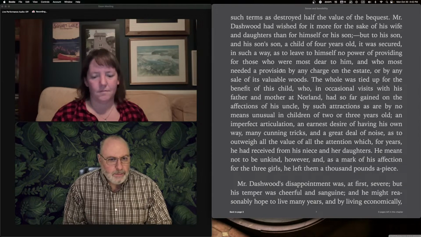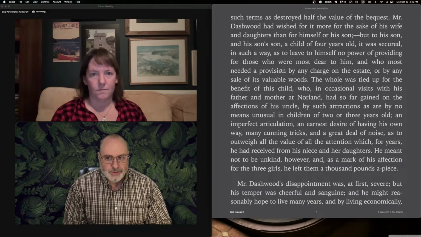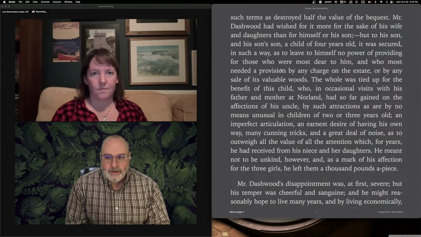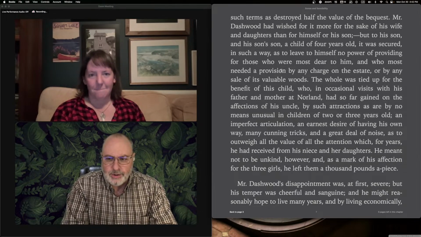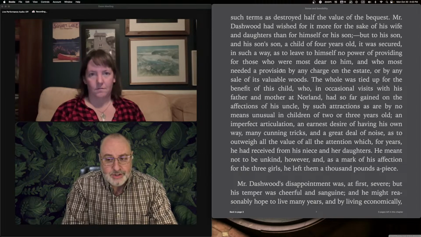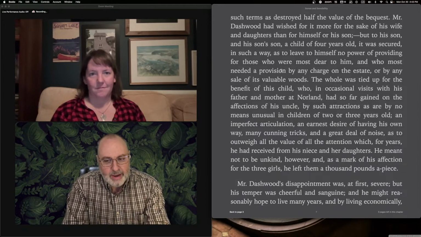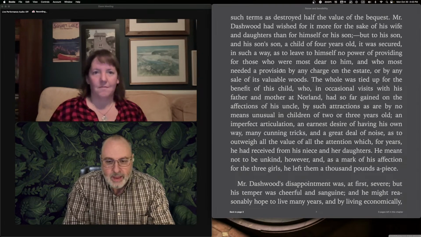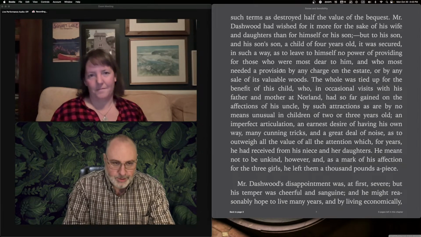And why does he do this? Why does he make this choice to leave his whole estate to little Johnny, to mandate that Henry leaves the estate entirely to little Johnny? And she gives a description of it. The whole was tied up for the benefit of this child, who, in occasional visits with his father and mother at Norland, had so far gained on the affections of his uncle by such attractions as are by no means unusual in children of two or three years old. An imperfect articulation, an earnest desire of having his own way, many cunning tricks, and a great deal of noise, as to outweigh all the value of all the attention which for years he had received from his niece and her daughters.